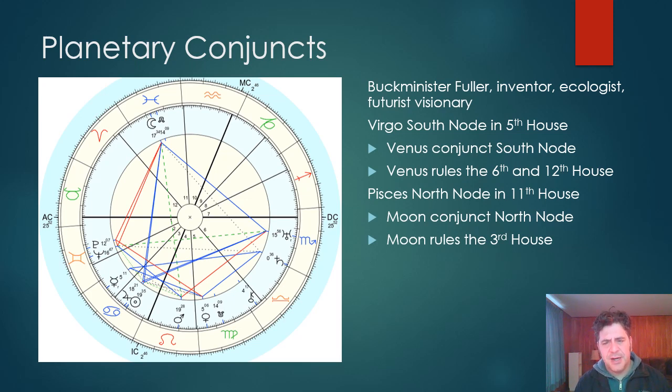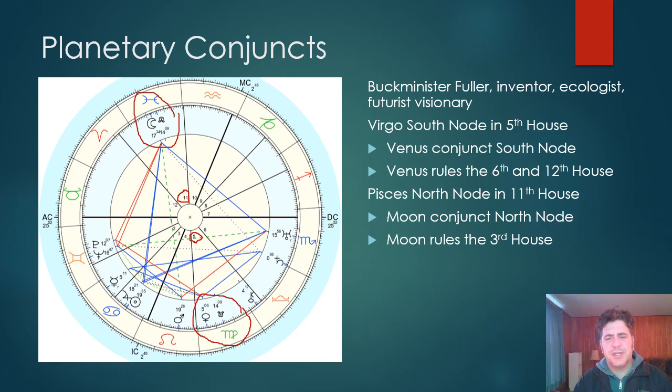And when you look at his chart, I just want to circle his north and south nodes. His north node up here is in Pisces, and his south node, I'll circle the planets that are conjunct as well, is in Virgo, in the 5th house. His north node's in the 11th house. So where he's coming from is Virgo in the south node in the 5th house, and he's moving towards Pisces.